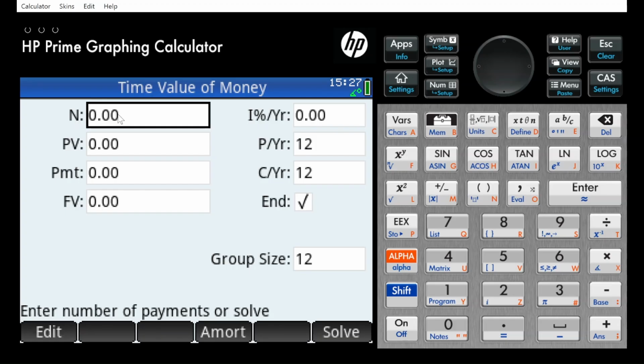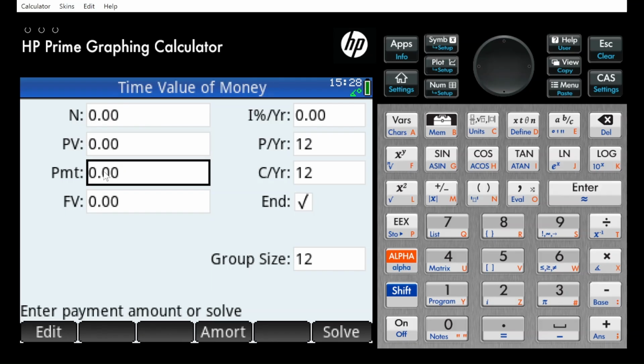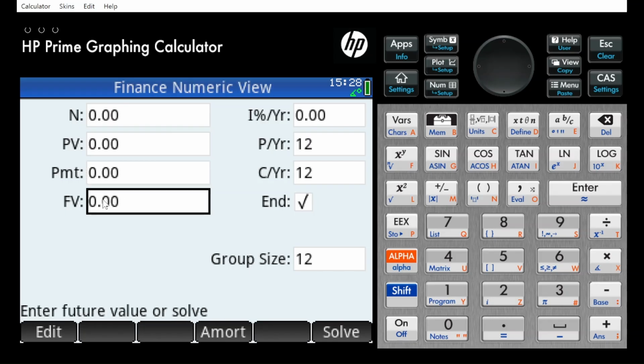Firstly is N, which is the number of payments. Usually it can be number of years, but also can be number of months, depending on the compounding period. PV is present value, which is basically the principal value or the starting value. PMT, don't worry about it, just leave it at 0. And then FV is the future value, which is pretty self-explanatory.